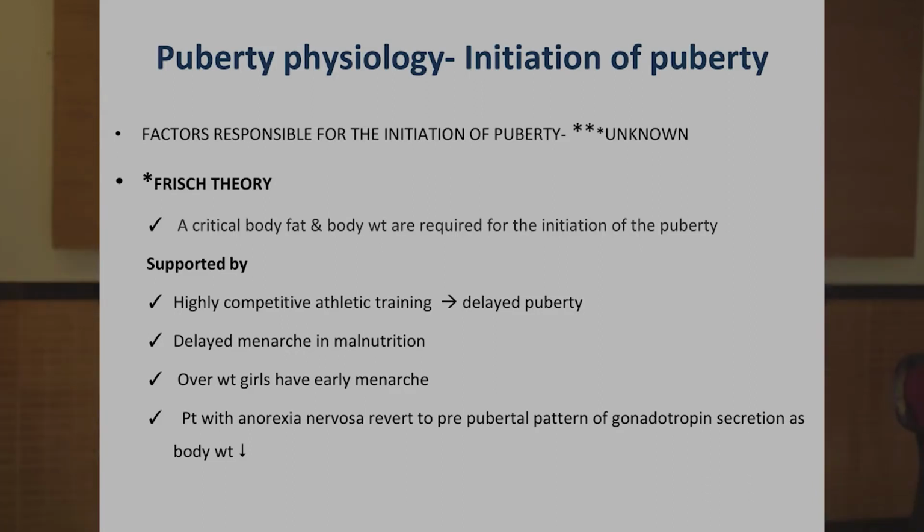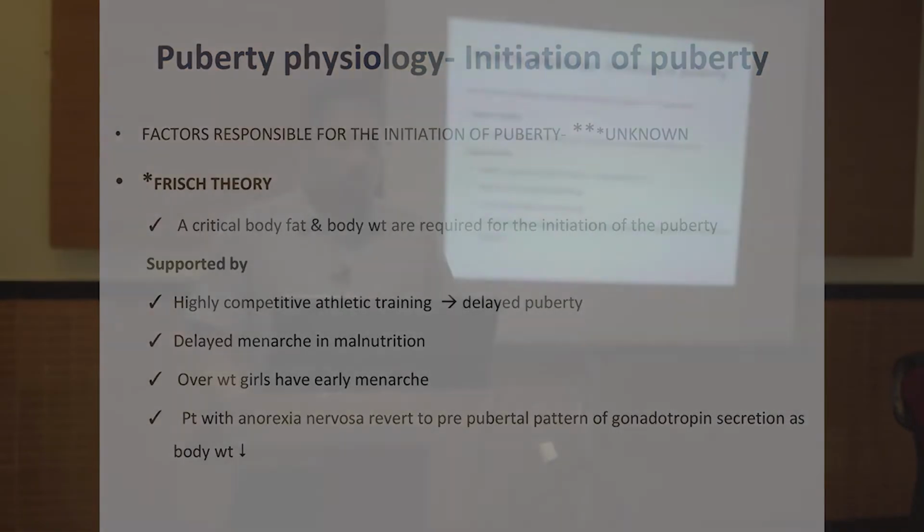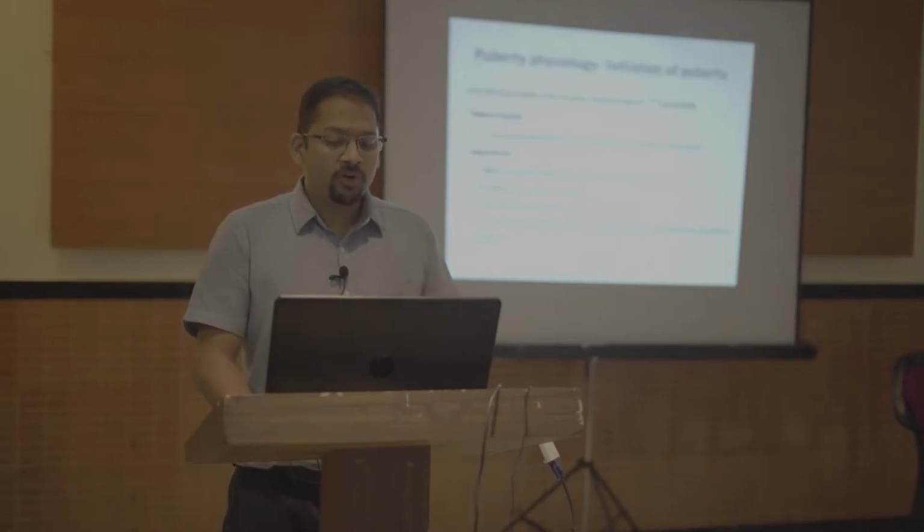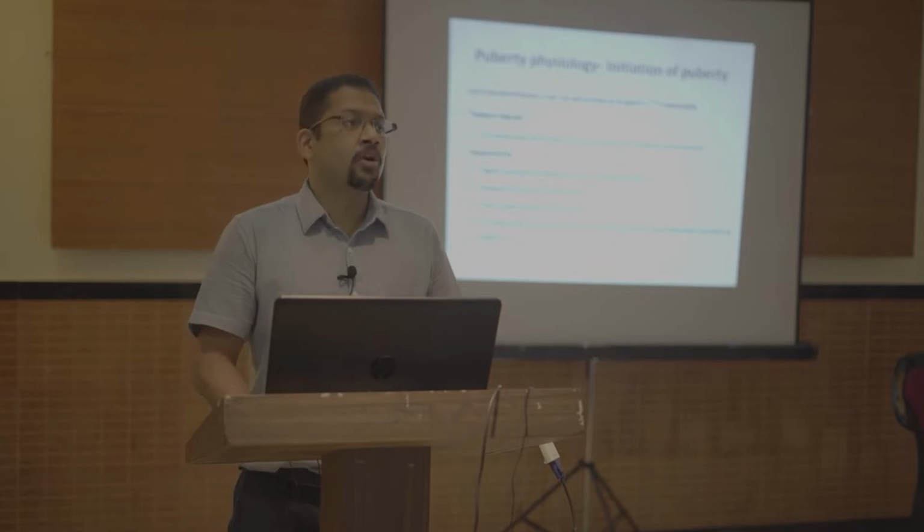However, those who are malnourished also have delayed menarche. Overweight girls usually have early menarche, and patients with anorexia nervosa revert to the prepubertal pattern of gonadotropin secretion as body weight decreases.